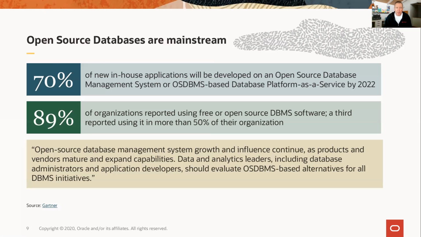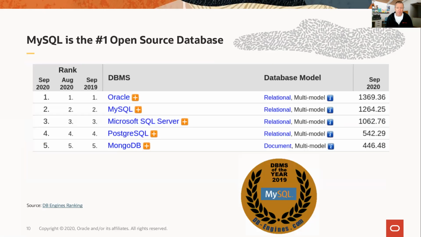So, Oracle, open source databases are mainstream. 70% of new deployed applications are using open source, and 89% of organizations report they are already using open source solutions. Just so you know, MySQL is the number one open source database here. This is a rankings page from DB-Engines, so please have a look for yourself.